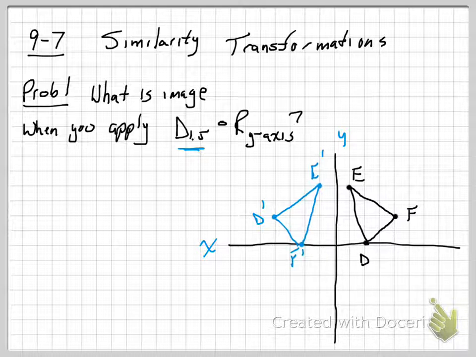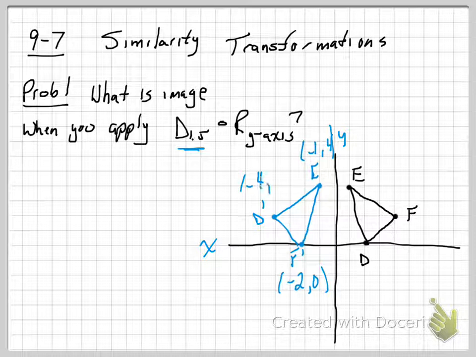So what are these points? These points are negative 2, 0, negative 1, 4, and D prime is negative 4, 2. So if I'm going to do a dilation of 1.5, it's just taking and multiplying each one of those by 1.5. Okay, so what's E double prime?